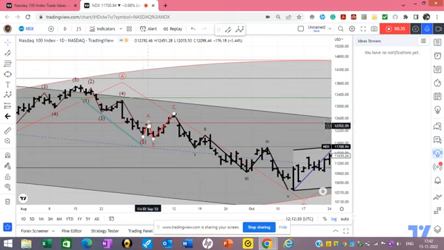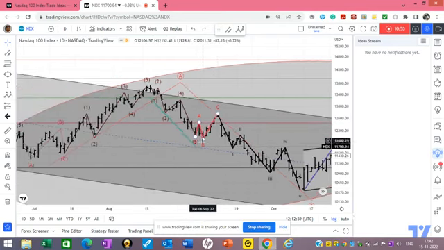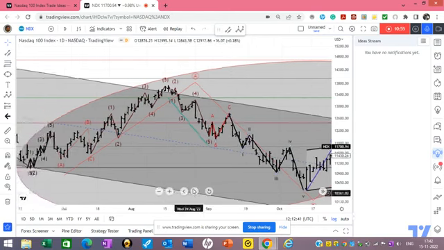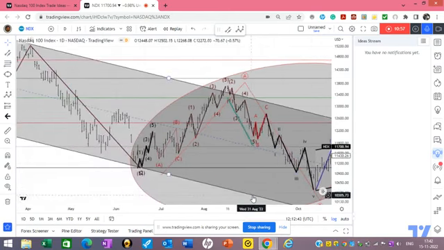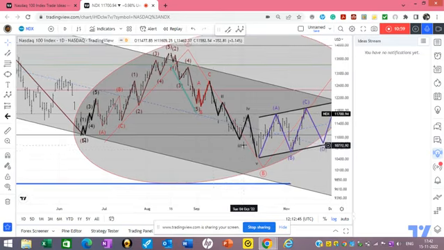A triangle ABC, ABC, and then five wave move up. This is an expanded flat correction. Wave B goes beyond the start of wave A, and wave C is around 165% of wave A. This is an expanded flat. So this is happening at a micro level, and at a macro level, this correction would be like this.